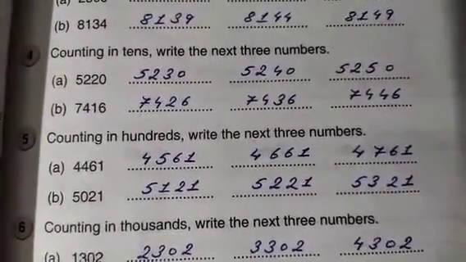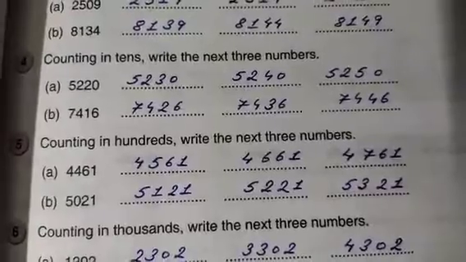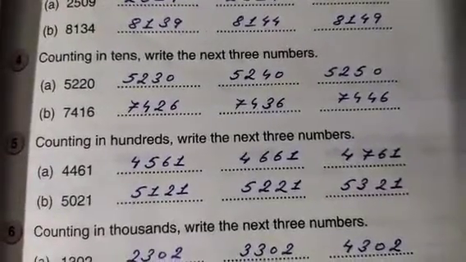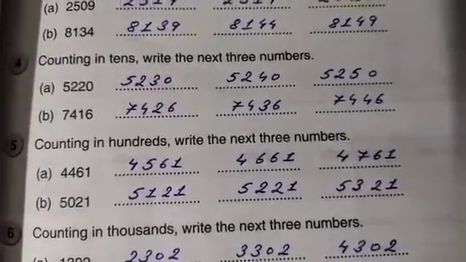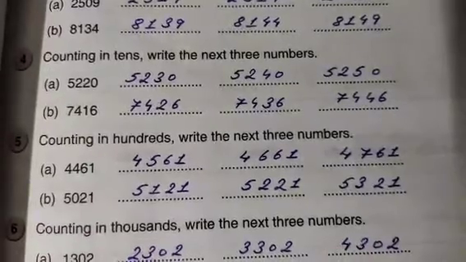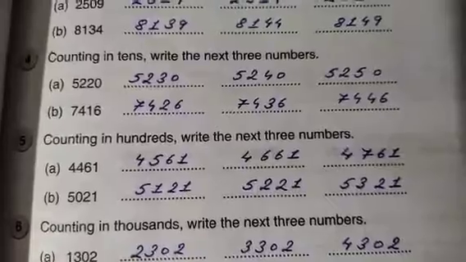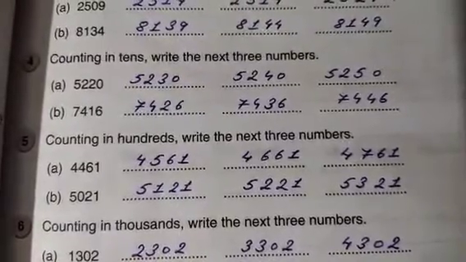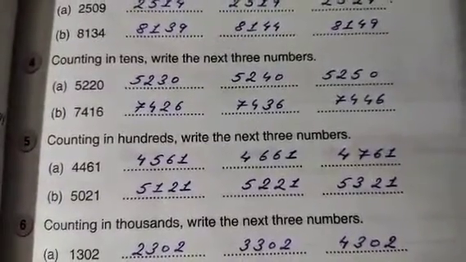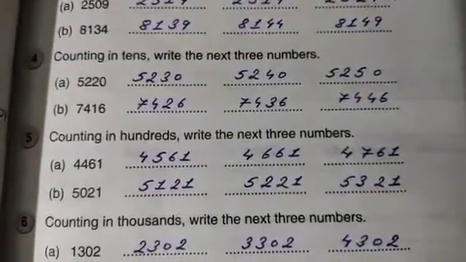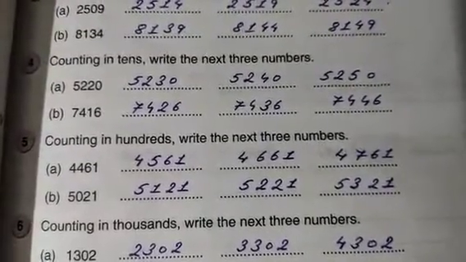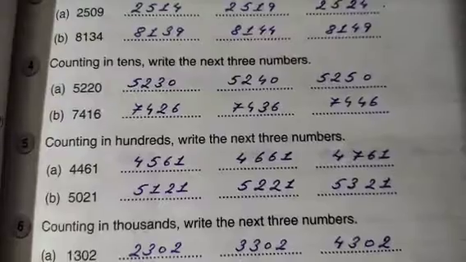5220, 5230, 5240, 5250. Then see B, 7416, 7426, 7436, 7446, and it goes on like this.